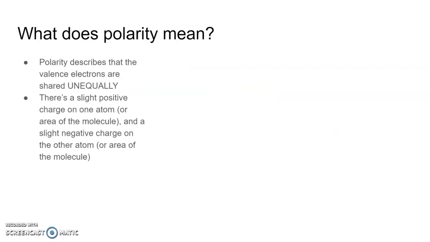So starting with polarity, it's really describing the idea that valence electrons are being shared unequally in a polar bond or in a polar molecule. What that actually spells out is there's a slight positive charge on one atom or on an area of the molecule if we're talking about molecules, and then a slight negative charge on the other atom or area or areas of the molecule.